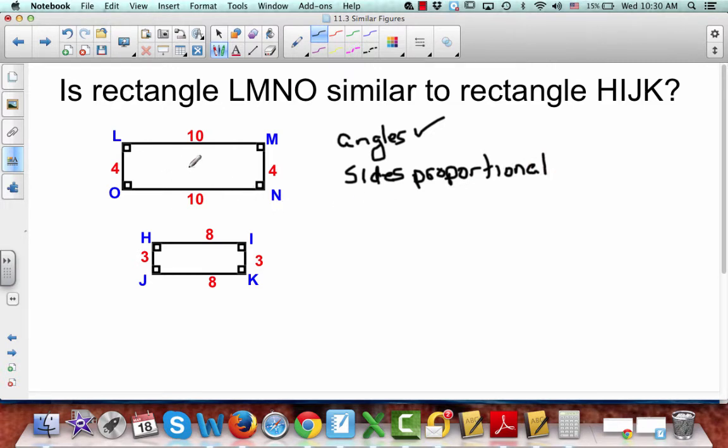So let's check. We've got 10 for the top here, over 8 for the top here, is equal to side is 4, and the side down here is 3. So we cross multiply. It's 10 times 3 is 30, and 8 times 4 is 32. No. So those are not proportional, and that means that it is not similar to rectangle HIJK.